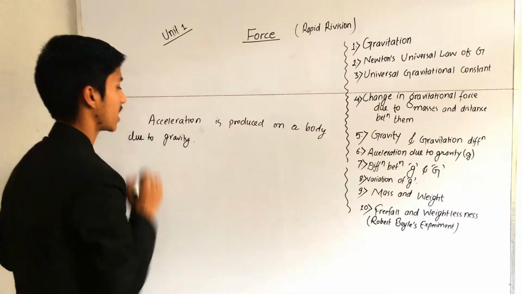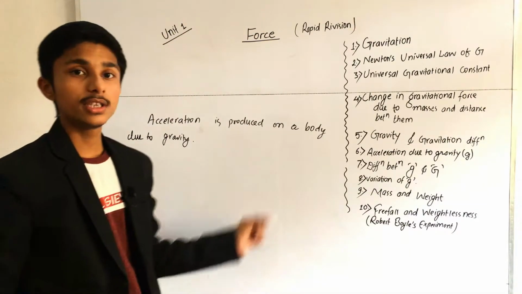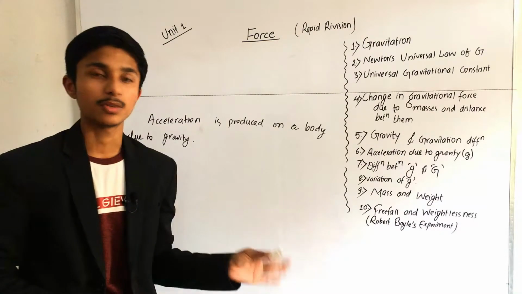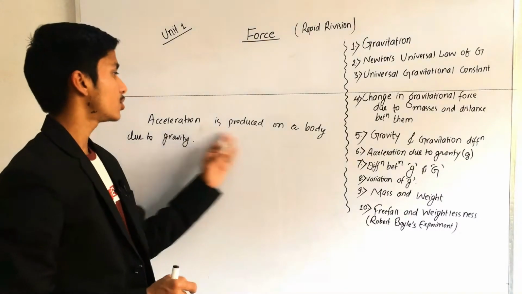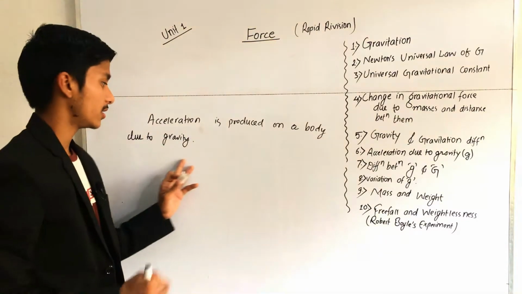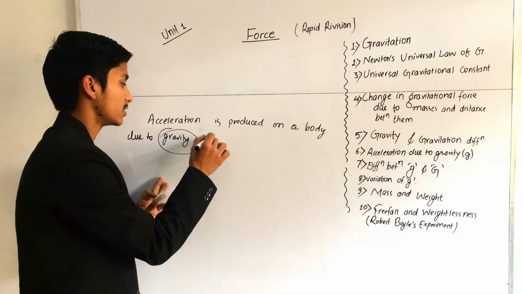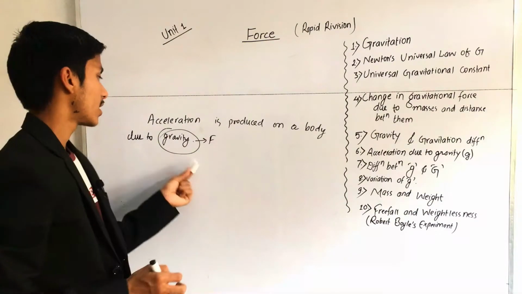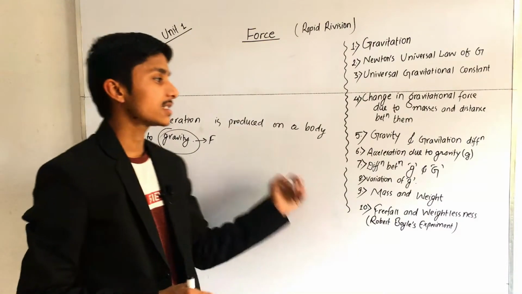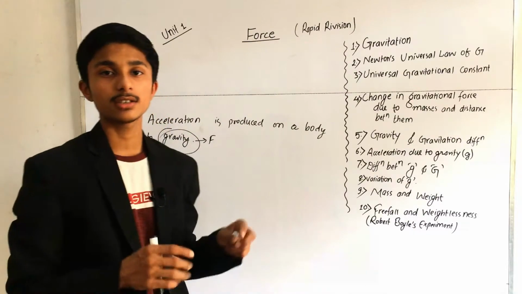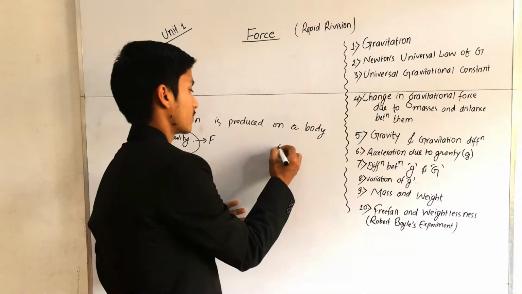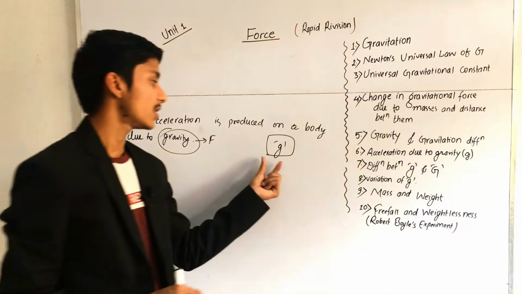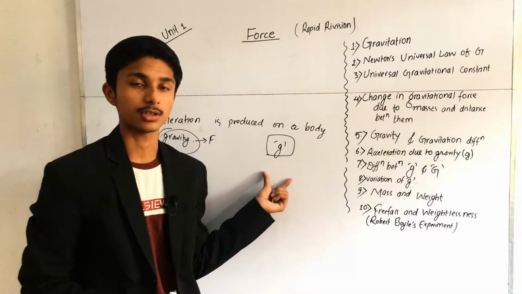Due to gravity, this acceleration is known as acceleration due to gravity. It means this acceleration is produced on a body due to gravity. Here gravity is a force, so acceleration is produced on a body due to gravity. The symbol of acceleration due to gravity is small g. This is a vector quantity.